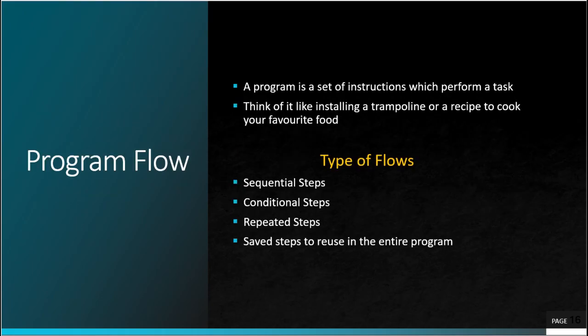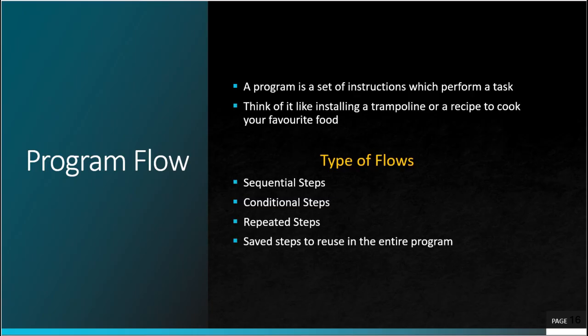So the next topic that we are going to cover is program flow. A program flow is a set of instructions which perform a task. Think of it like installing a trampoline or a recipe to cook your favorite food, right? You need to follow step-by-step instructions. Like for a trampoline, you first gather all the equipment together, then you build the base, screwing all of those together, which is a very painful task. Once you have fixed the base, you put the trampoline on top of it, then you build the walls, and then you let the kids jump on it, right?